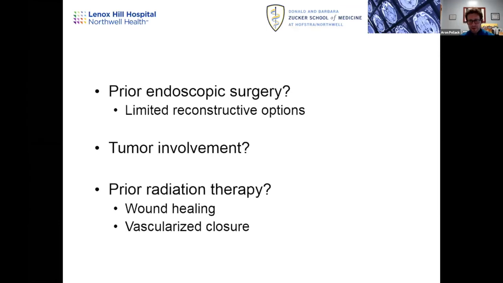So prior surgery, prior radiation therapy, all of this limits your reconstructive options, both in quality and quantity. Radiated tissue, qualitatively, is not nearly as good as non-radiated tissue. And lastly, if there's tumor in the nose, if there's cancer in the nose, you obviously can't use that tissue to reconstruct because you've got to remove the tumor before you reconstruct.